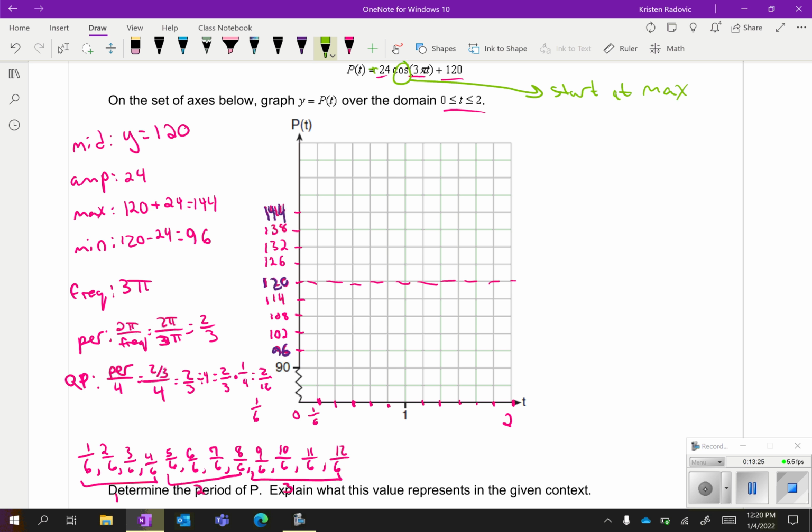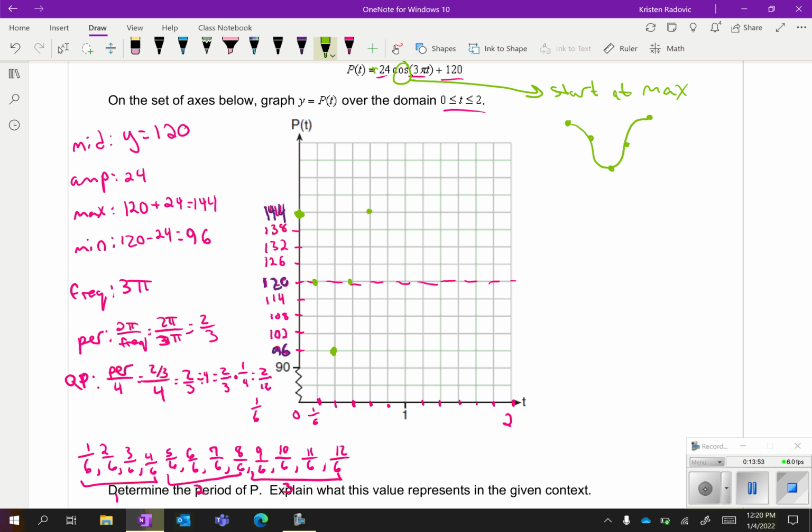So we're trying to make something that looks like a valley with 1, 2, 3, 4, 5 main points on it. So I'm starting at the maximum of 144. My next quarter point is the midline. I'm going to go down to the minimum. Once you hit the minimum, you're going to work your way up. So minimum, midline, maximum. That is one cycle.